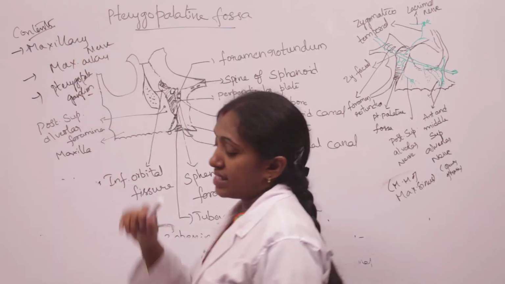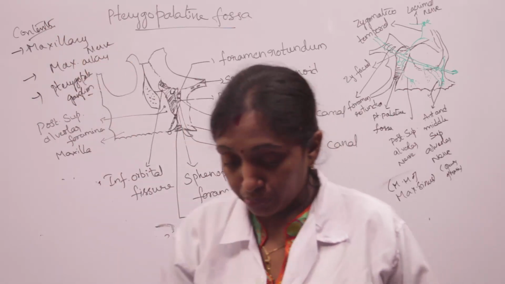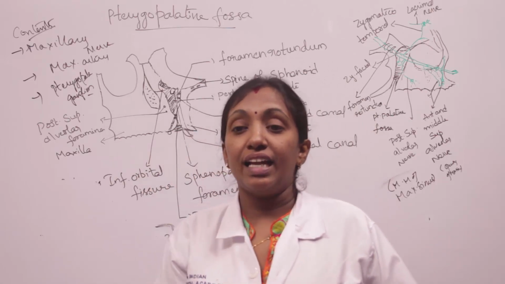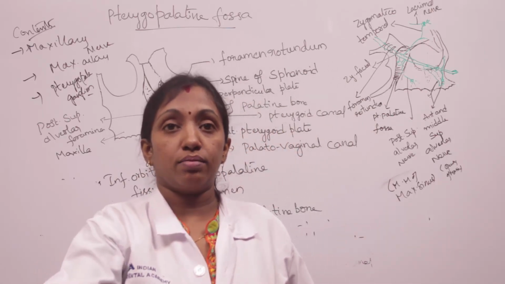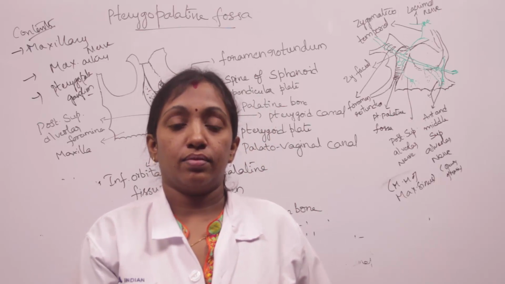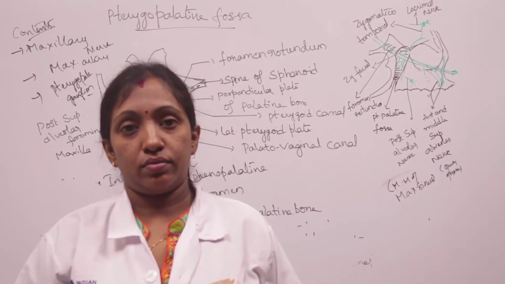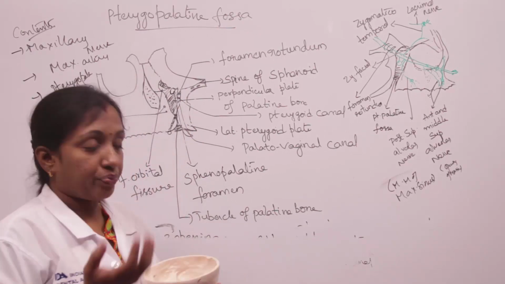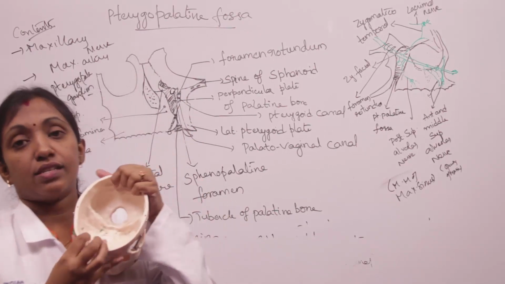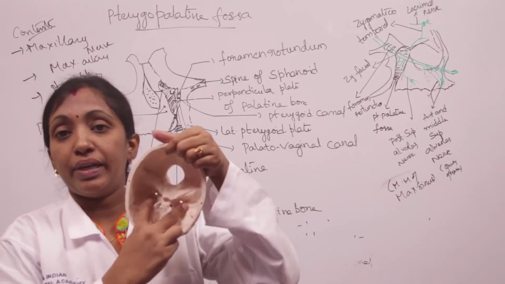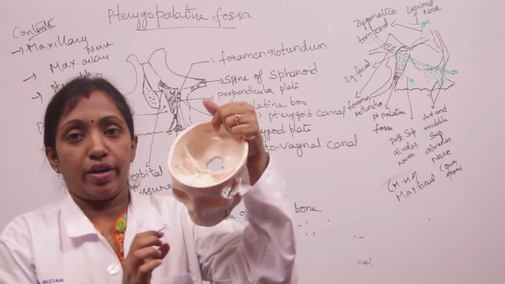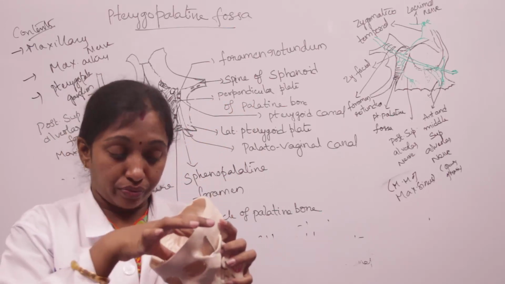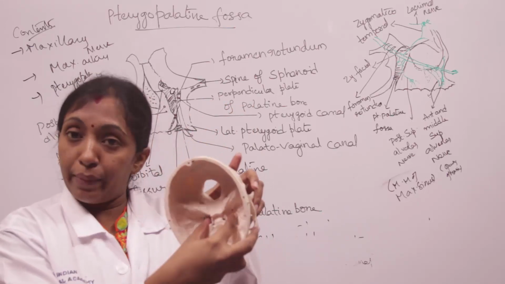Okay, coming to the maxillary nerve. The maxillary nerve is present in the middle cranial fossa. We know that the skull is divided into 3 cranial fossae. This is the anterior cranial fossa, this is the middle cranial fossa, and this is the posterior cranial fossa. So the maxillary nerve is situated in the middle cranial fossa.